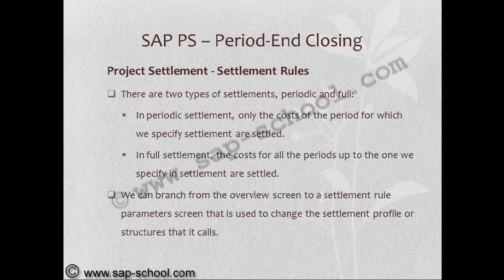Two types of settlements are there, periodic and full. In periodic settlement, only the costs of the period for which we specify settlement are settled. In full settlement, the cost for all periods up to the one we specify in settlement are settled.